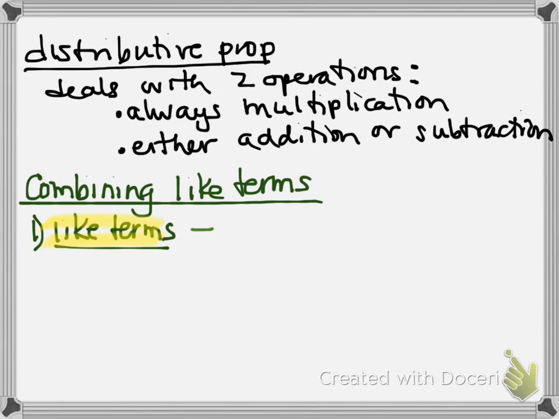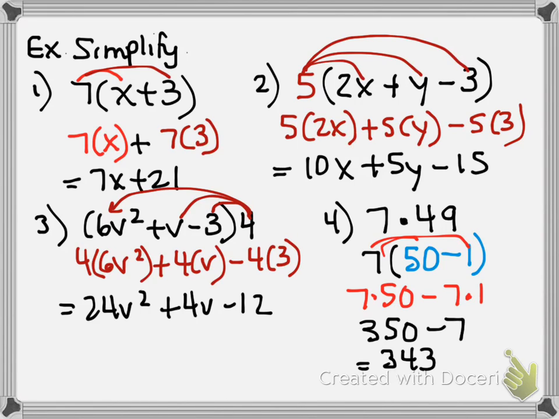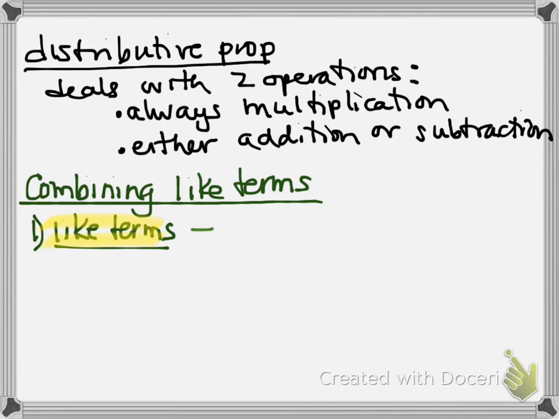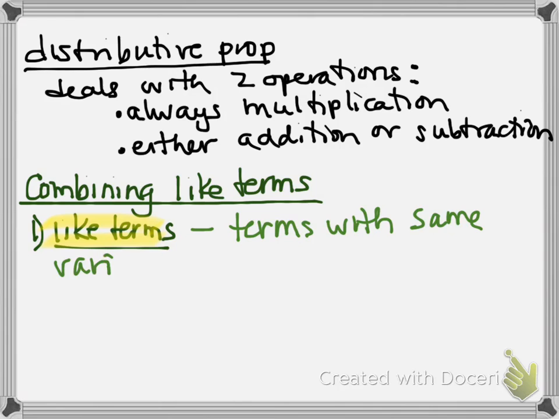Okay, good. You're halfway there. Absolutely. The variables have to match. If the variables don't match, they're not like terms. But the second component to those variables is they have to have the same power. If the exponents are different, like in this example here we had 24v squared and 4v, they have the same variable, but they're not like terms because one has an exponent of 2, one has an exponent of 1. Okay? So like terms are terms, and it can be more than 2, terms with the same variable and same power.